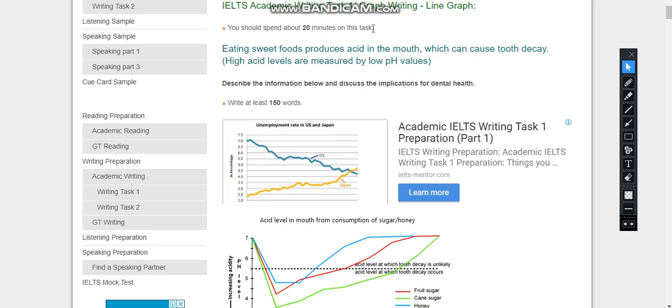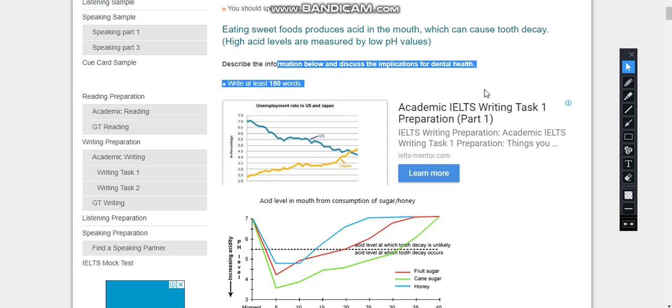In that sample, our topic is: eating sweet foods produces acid in the mouth, which can cause tooth decay. High acid levels are measured by low pH values. Describe the information below and discuss the implications for dental health. So, this time, be careful about the question.